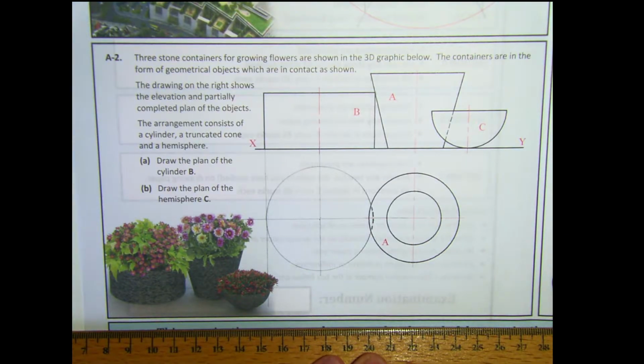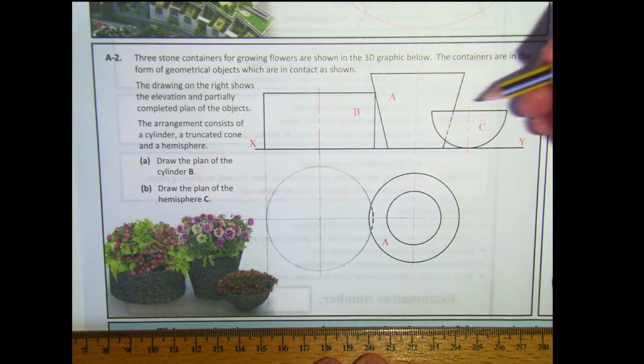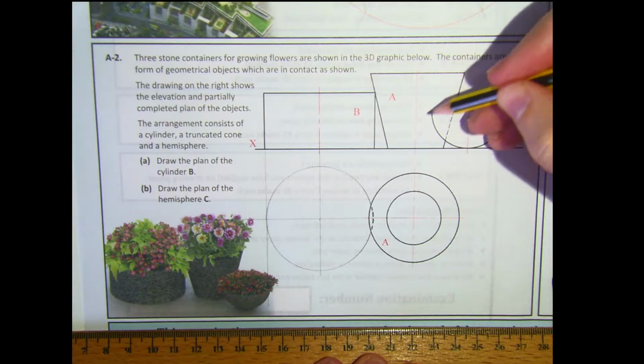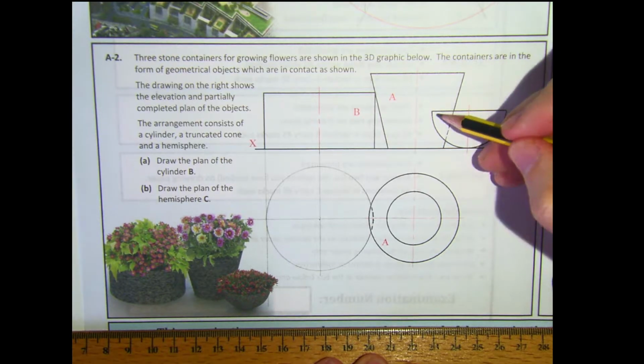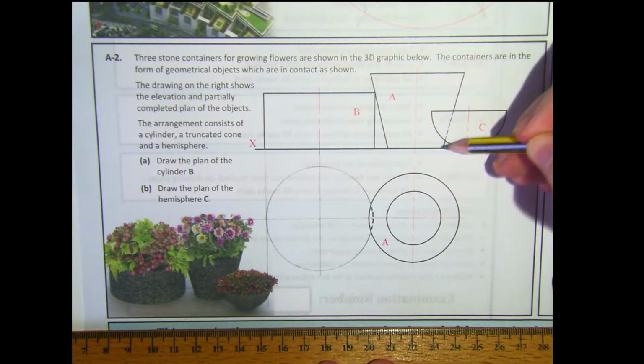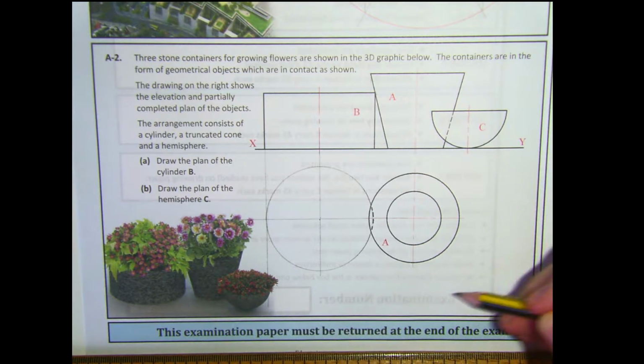Next part of this then is to draw the plan of the hemisphere. So again, in plan, this is going to look like a circle. Now this one we can see is not in line with it because it's not touching it like this one was, and there's hidden detail, so it's blocking some of it. So it's going to be down here somewhere. So we need to find where that is first.